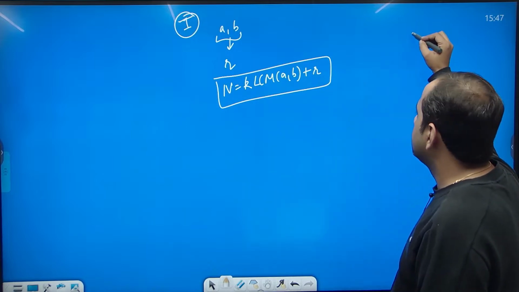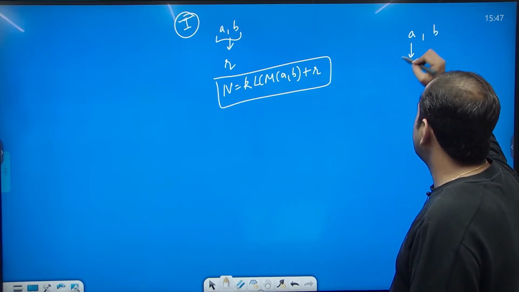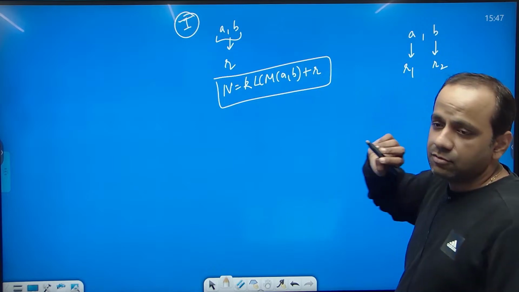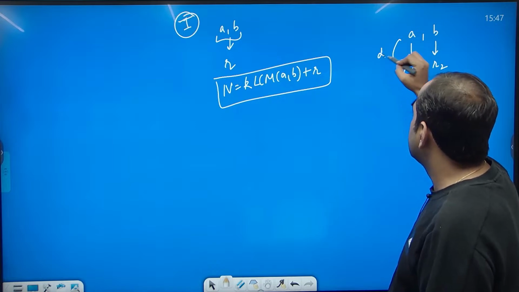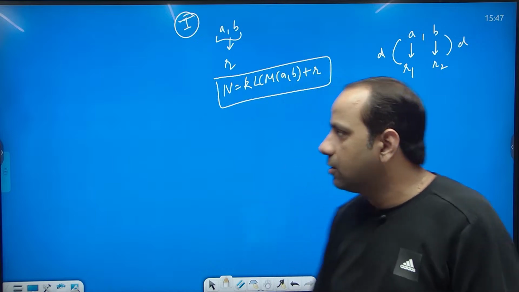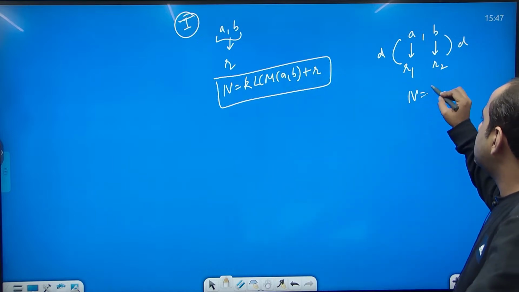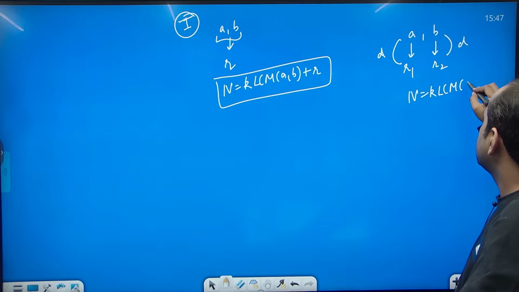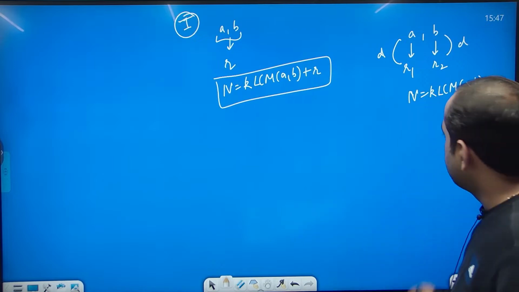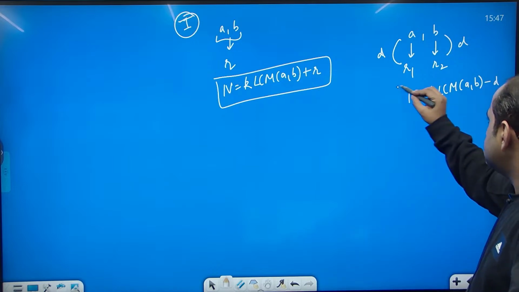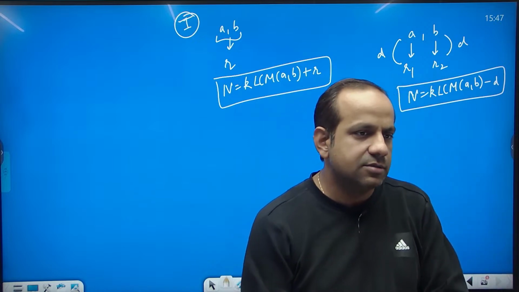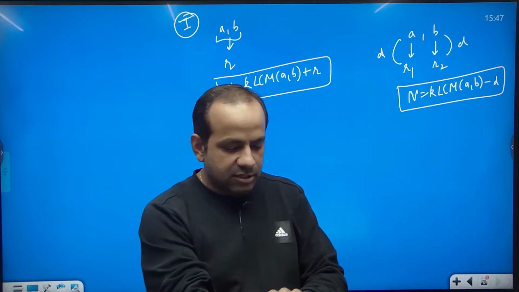In second type we are getting, when we are dividing a number by a, remainder is r1. In case of b, remainder is r2, but difference is same. Let's say difference is d in each of the case. In that case, number is of the form k into LCM of a and b, आगे minus d. जो भी ये difference आएगा, you have to subtract that difference. Any doubt in this? Okay, let's try one question then.